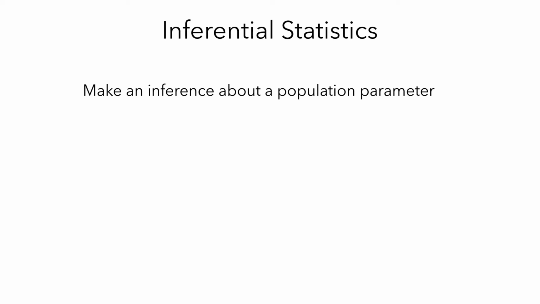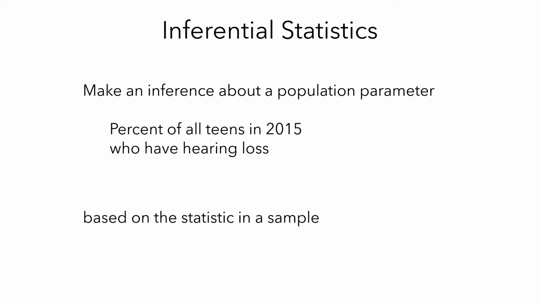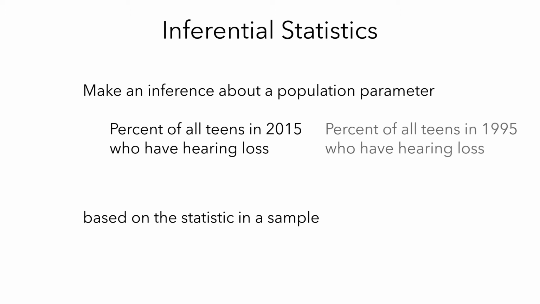In inferential statistics, our goal is to make an inference about a population parameter based on the statistic in a sample. In this case, there are two populations, so it seems like there should be two parameters: the percent of all teens in 2015 who have hearing loss, and the percent of all teens in 1995 who have hearing loss. But we're not interested in these parameters separately. We want to know whether or not there has been an increase.